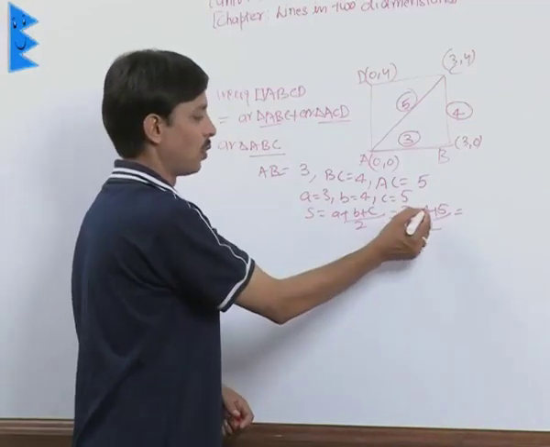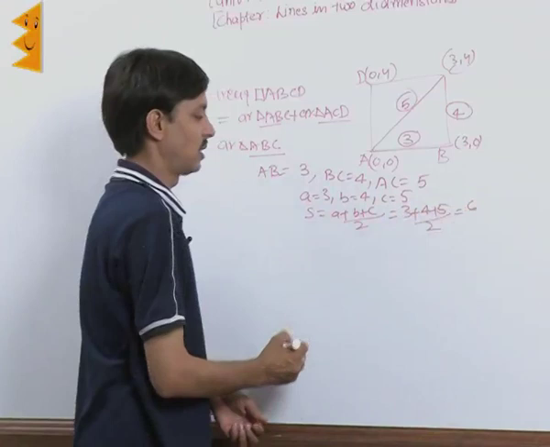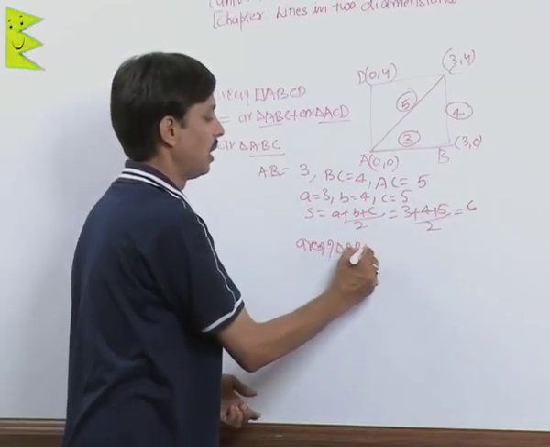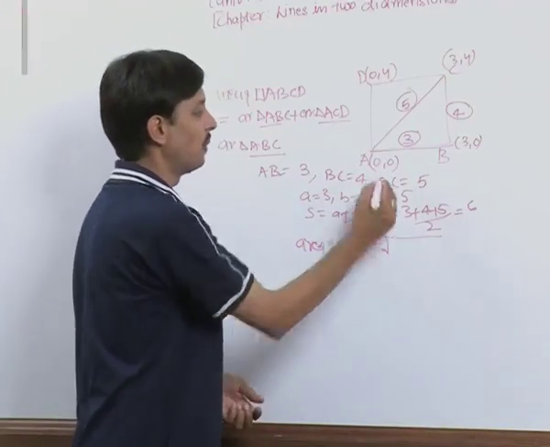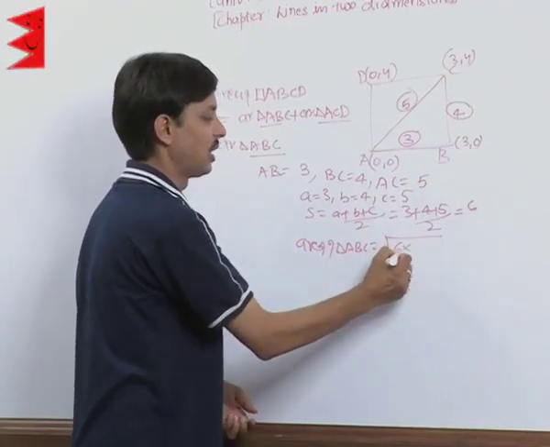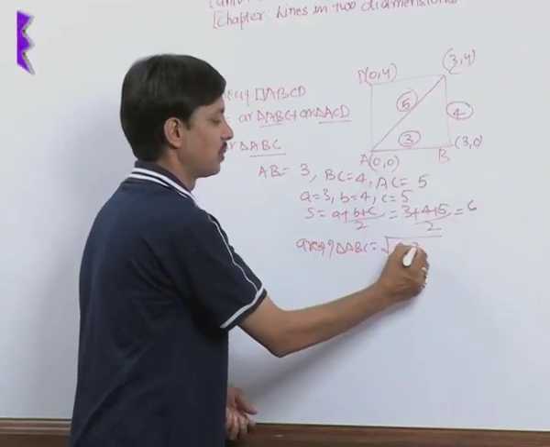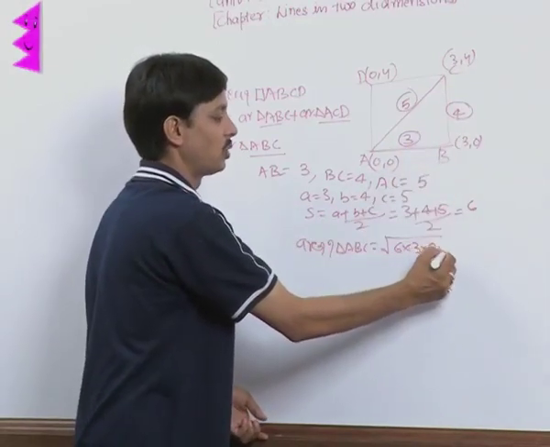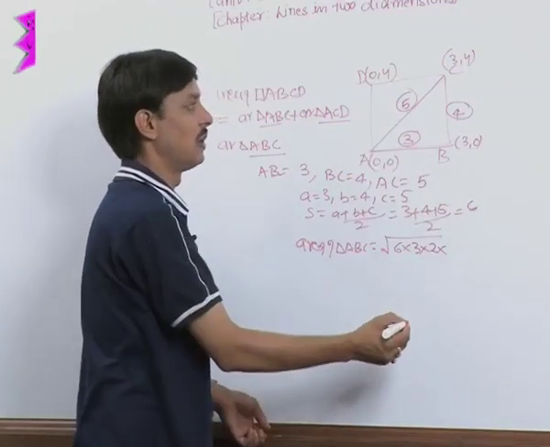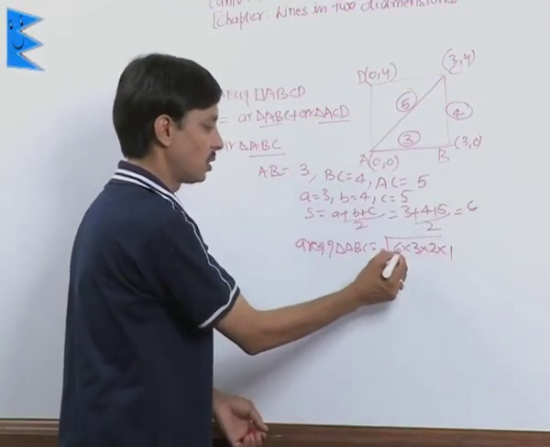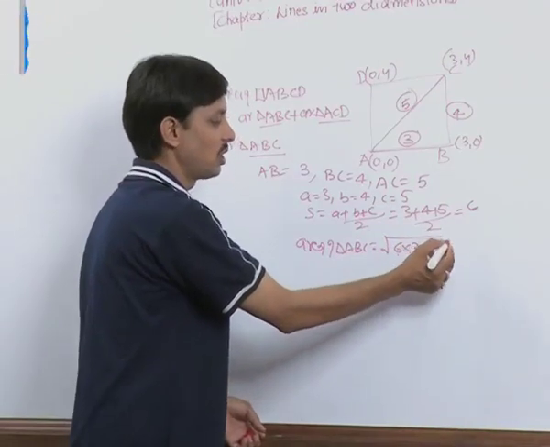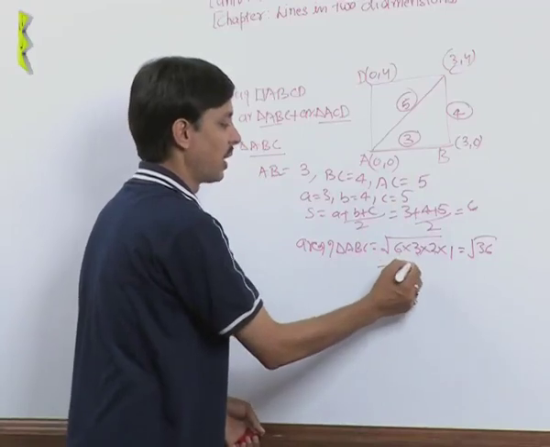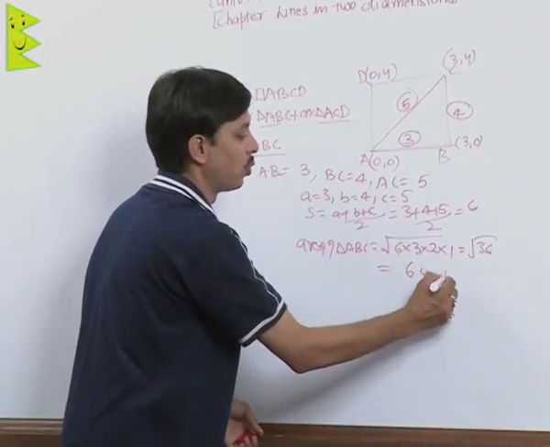That is 3 plus 4, 7 plus 5, 12 upon 2, 6. So area of triangle ABC is equal to root of S, that is 6, into S minus A, 6 minus 3, that is 3, S minus B, 6 minus 4, that is 2, S minus C, 6 minus 5, that is 1. So 6 times 3 is 18, times 2 is 36, times 1 is 36, root of 36. So area of this triangle becomes 6 unit square.